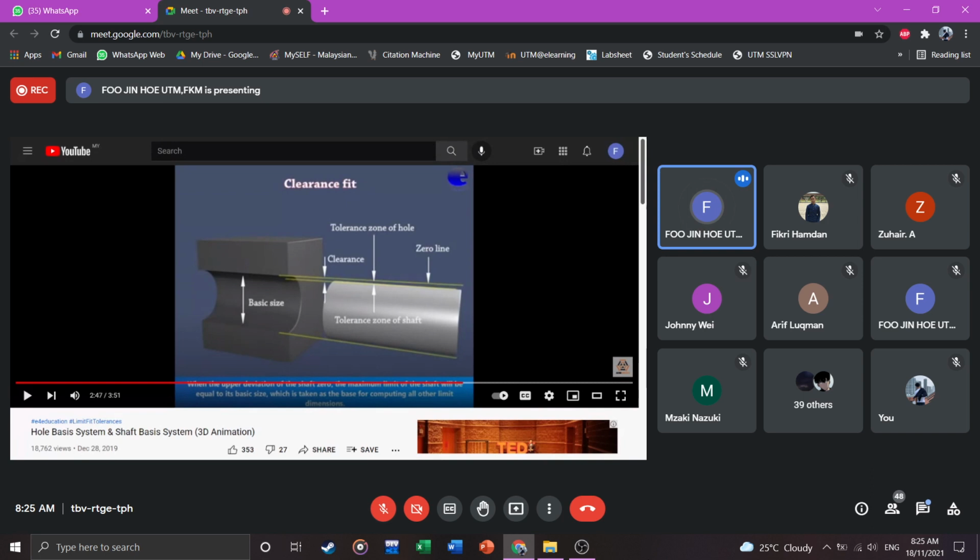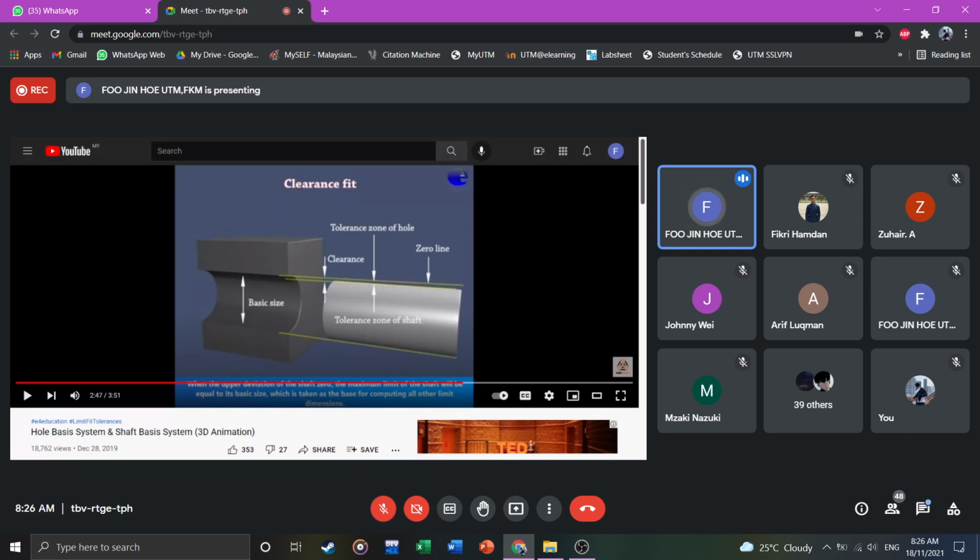25, 0. The bottom will always be 0. And for the shaft-based system, the top will be 0, something like 0, 25. For the hole-based system it will be 25, 0. It means the smallest hole size will always be 50 and so on. It will not be plus minus 0.4 or something like that; it will be from a certain range. So the minimum size will always be the basic size for the hole-based system, and the maximum size will always be the basic size for the shaft-based system.